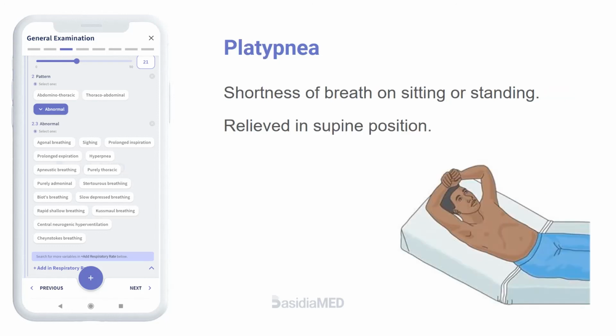Platypnea means shortness of breath that is worsened by sitting or standing and improves when lying supine. Causes include congenital heart defects such as patent foramen ovale, atrial septal defect and pulmonary arteriovenous malformation, lung parenchymal diseases, and hepatopulmonary syndrome, to name a few.